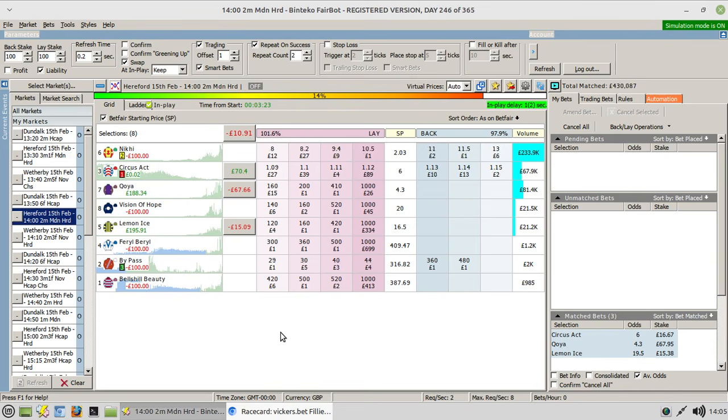So we're now at the point where we actually need Circus Act to win effectively, which it looks like they're doing. So the insurance worked, and that's fine. But as I say, that was just very much a trial run, as it were, not a race I would normally get involved with.